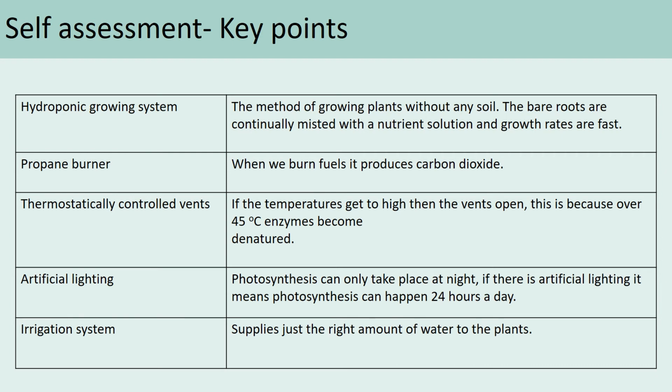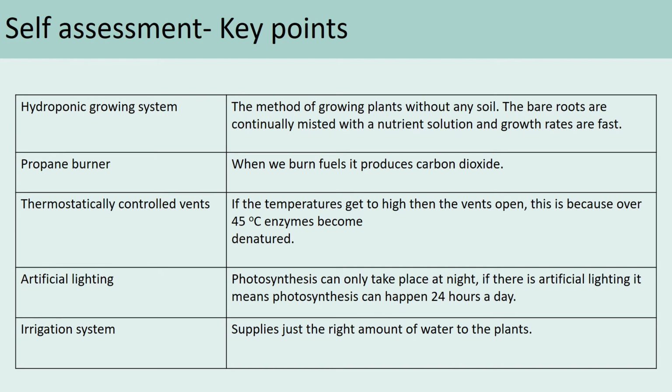Ventilation, because if it gets too hot, then you want to get rid of some of that heat, otherwise enzymes will become denatured. And there was a couple of methods of doing that, using fans or just old-fashioned windows. Next one, artificial lighting. So it means that photosynthesis can happen throughout the day. Again, there was a couple of options: supplementary lighting or growth lighting. So you might have that in your notes as well. And the last one is irrigation, just giving the right amount of water to the plants.